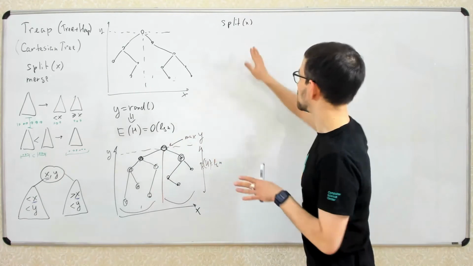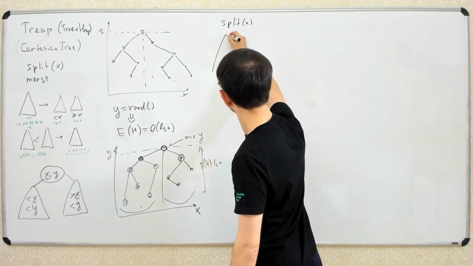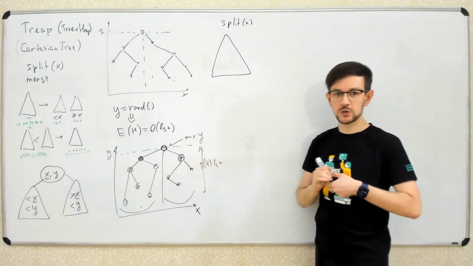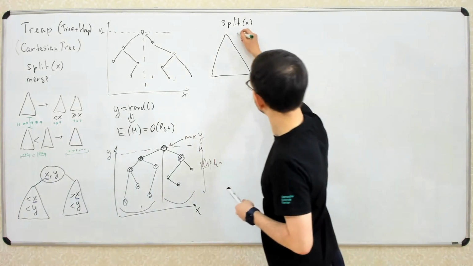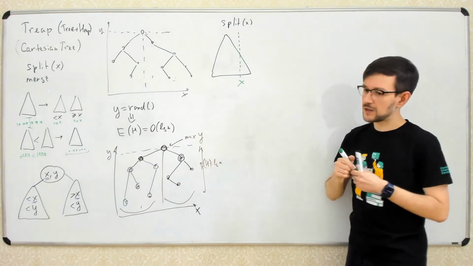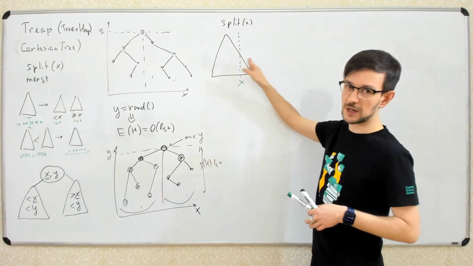So how to make split? You have this subtree, and you need to split this subtree by the value x. So you have the value x, and you need to split the subtree in two parts. First part is elements less than x. Second part is elements greater than x.